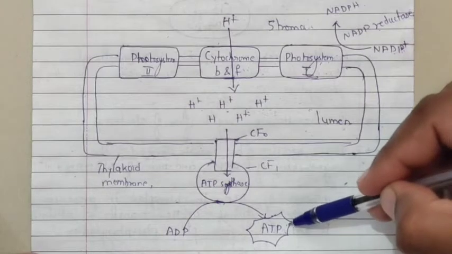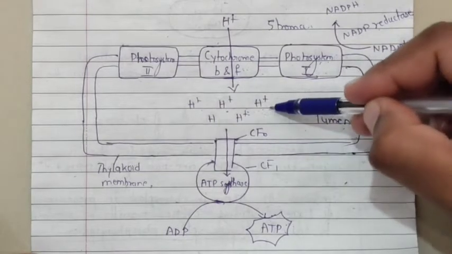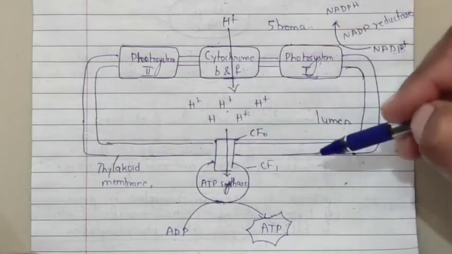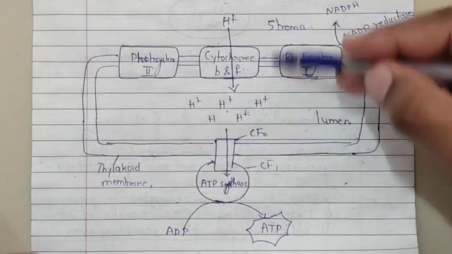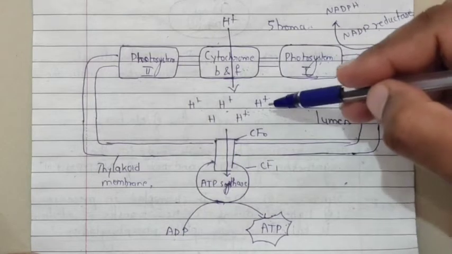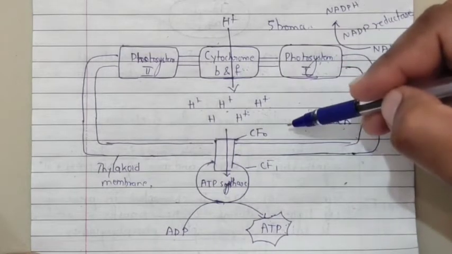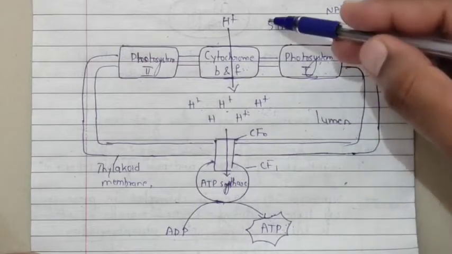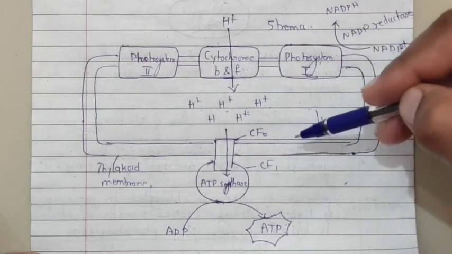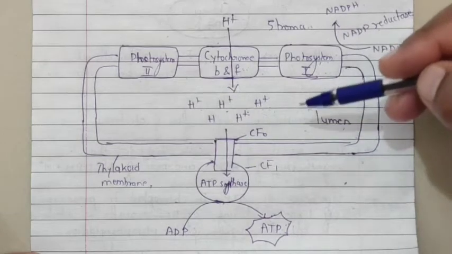So in order to synthesize ATP, it requires proton gradient, the difference in the hydrogen ion across the thylakoid membrane. So how is this difference created, how is this proton gradient created? There should be high concentration of proton inside the lumen compared to that of stroma. So how is this proton gradient created? So there are certain reasons. What are those? Let us see.